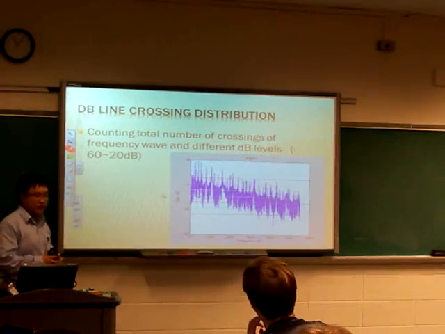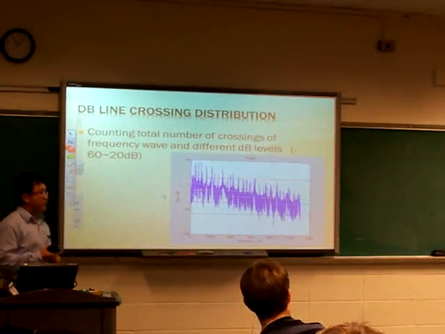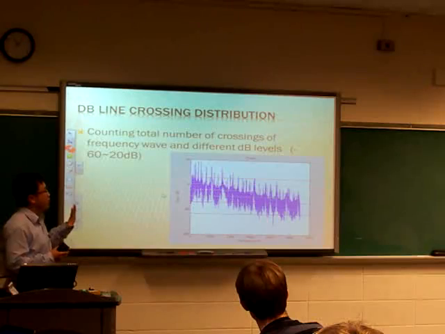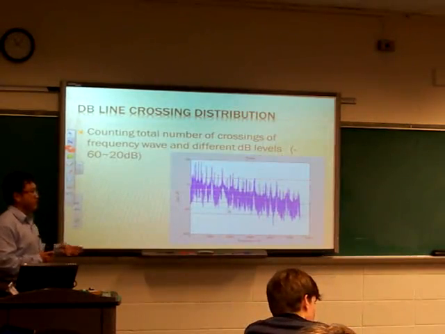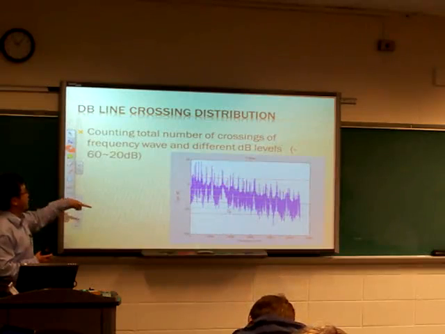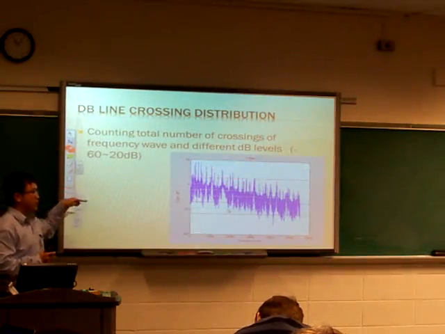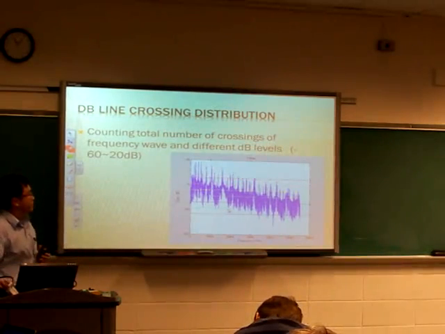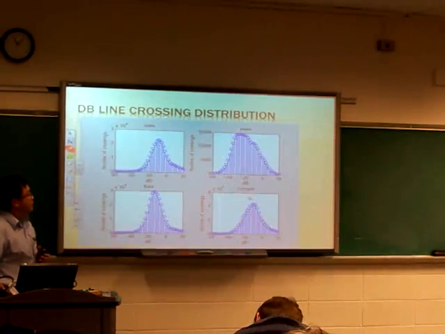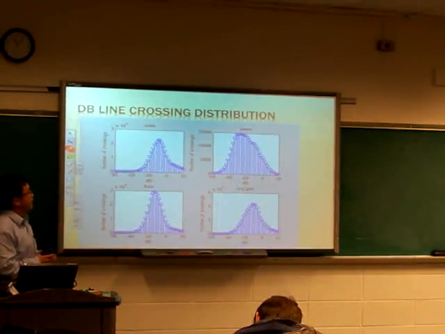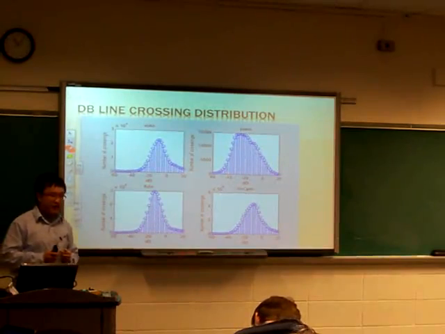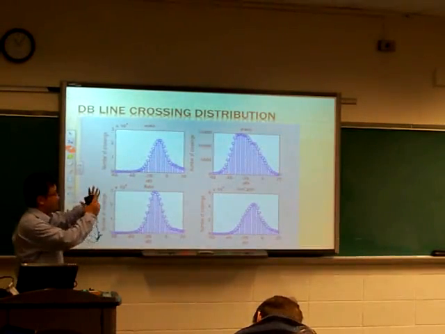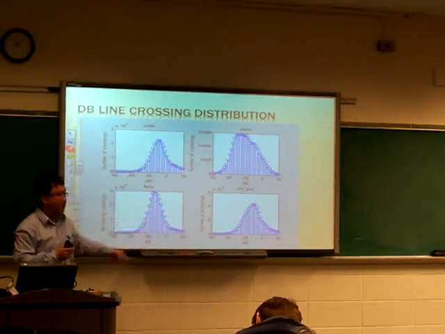And the last feature is the dB line crossing distribution. This one is merely to show how the baseline varies. So I developed a group of dB lines ranging from -60 to 20 dB with 2 dB as an increment, and counted the crossings of the waveform at these magnitudes. I plotted the distribution, the number of crossings as a function of the dB level. And quite expectedly, the piano has a much more scattered distribution compared with the other three.